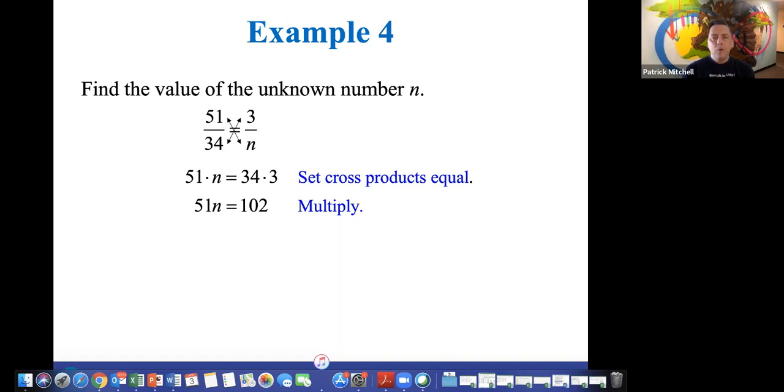All right, 51 times n equals 34 times 3. 34 times 3 is 102. And if 51n equals 102, we divide both sides by 51. And we get n equals 102 over 51, which simplifies to 2. So the unknown number n in this problem is 2.